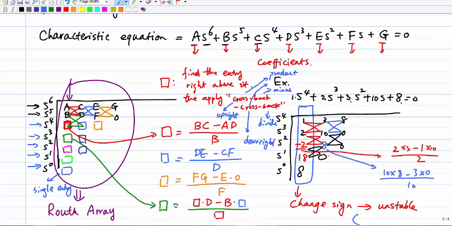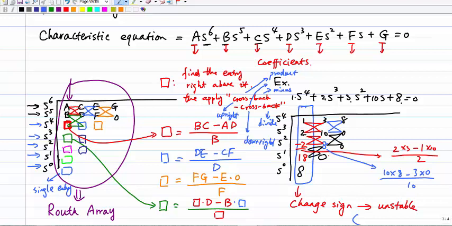And then you go to s1. For s1, again, you do the same rule. You do the cross back, right? Then you divide by the entry above. Here you tend to get 18. And for this one, you do cross back, you get 0 over here. For the last one, you do the same thing. It's a cross back, you get 8.